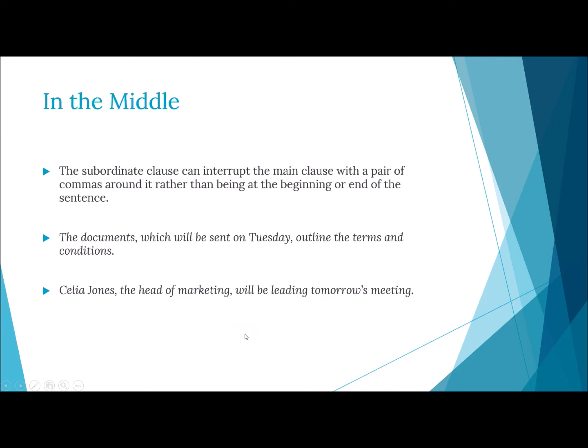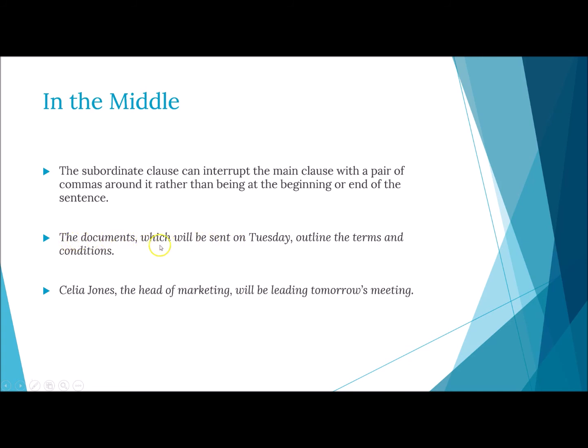Now we mentioned that the subordinate clause can also go in the middle. It does that by interrupting the main clause, and to show this, we put a pair of commas around that subordinate clause. So it's not at the beginning or the end of the sentence, it's in the middle and it's surrounded by a pair of commas. That means that we could actually lift that part out and the sentence would still read correctly from beginning to end. So we'll read it as it is.